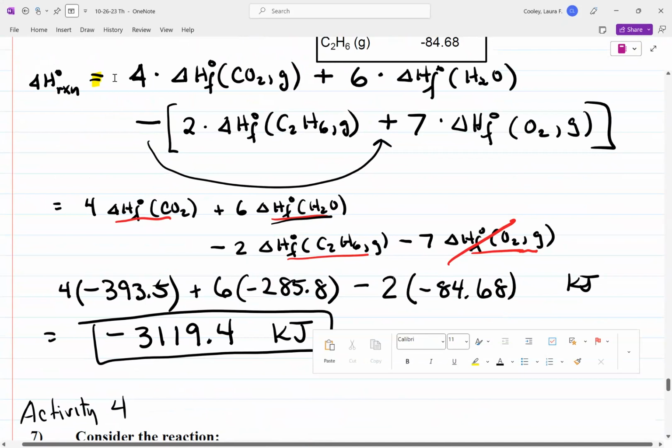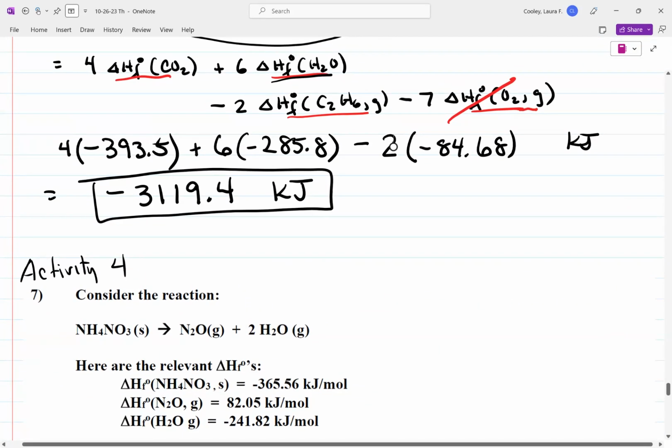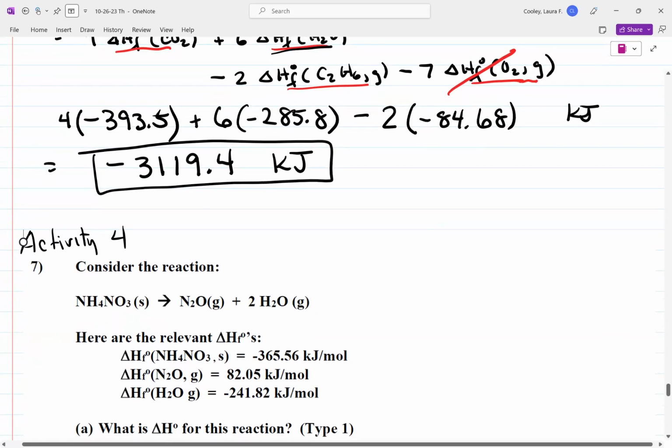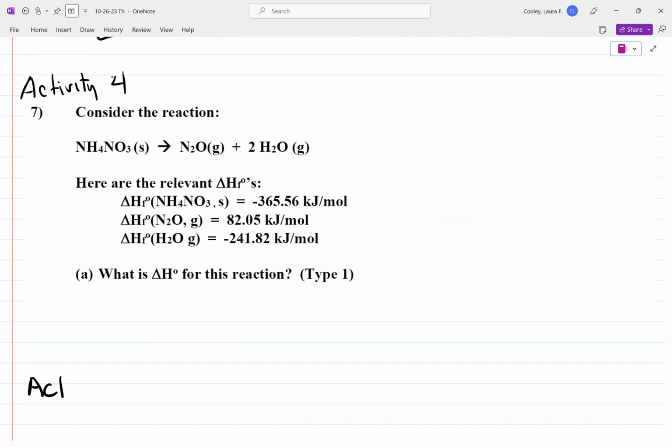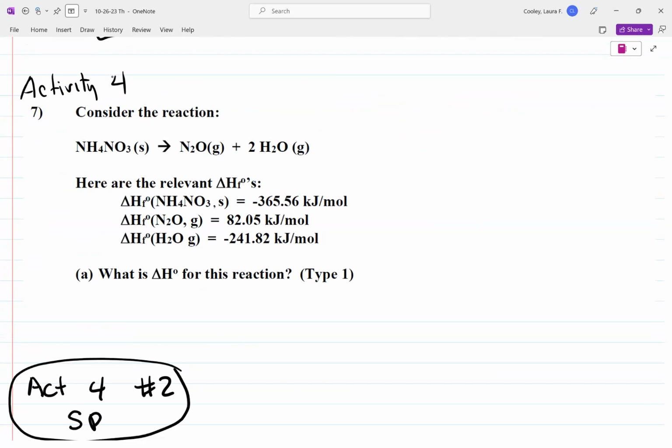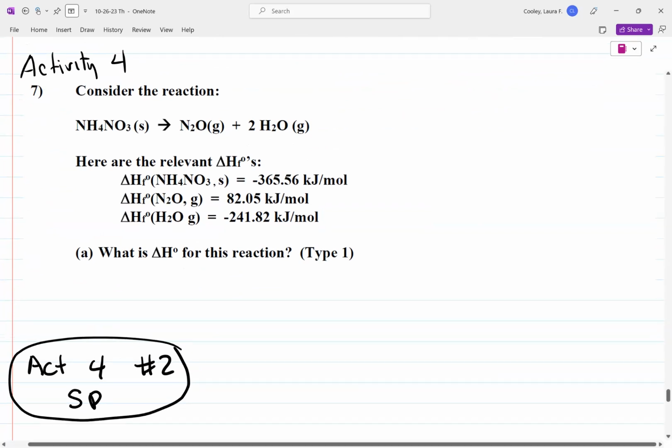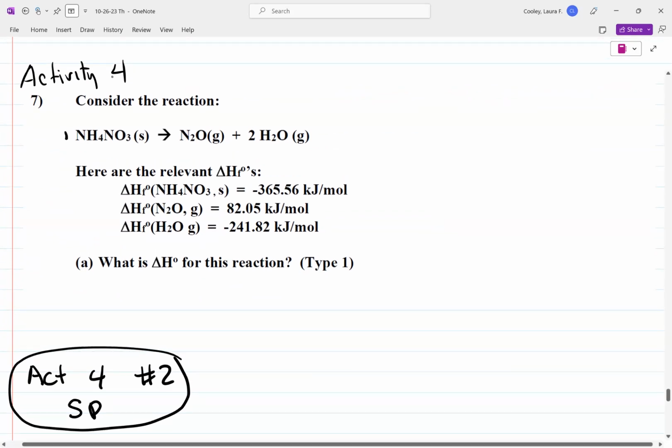So let's do this example. Activity 4, number 7. Activity 4, number 2, I'm going to make that another special problem to do at home. But this one we do right now. We still have 15 minutes, I think. Yeah. So you might want to put 1s here.